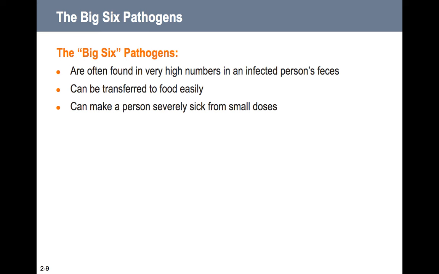The Big Six pathogens are often found in very high numbers in an infected person's feces, can be transferred to food easily, and can make a person severely sick from small doses. All it takes is maybe one spoonful of the food, like a tasting spoon, and you could become sick from one of these Big Six.